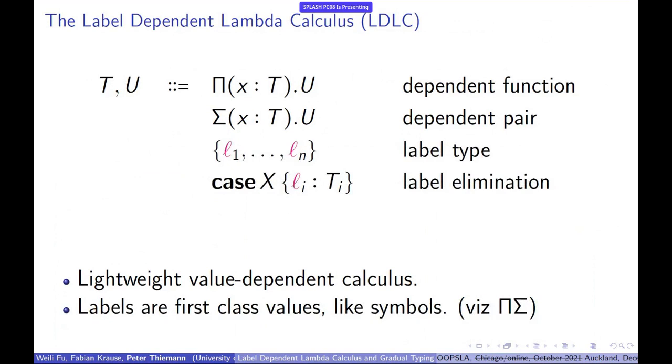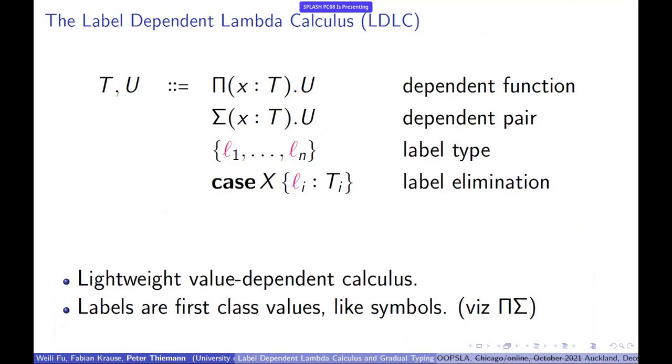As the name says, label dependent. So what's a label? A label is, in some sense, an enumeration type. In this case, you don't have to declare enumeration types beforehand, but you just have some set of labels from which you can draw, and you can mix and match in every way you want. Then the elimination construct, label elimination, that's a case, and it works as you would expect.